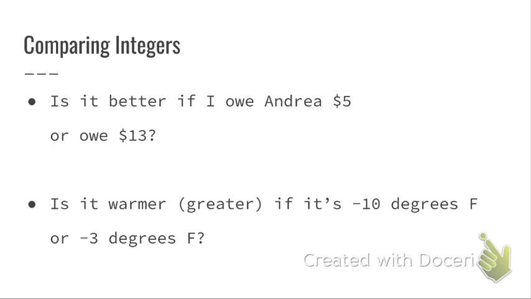So when you compare, you might think to yourself, is it better if I owe, so owing would be a negative thing, if I owe Andrea $5 or I owe her $13? So take a minute to think about that. Think about better, meaning better is further to the right. So negative 5 would be greater.